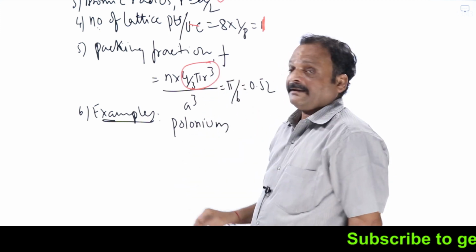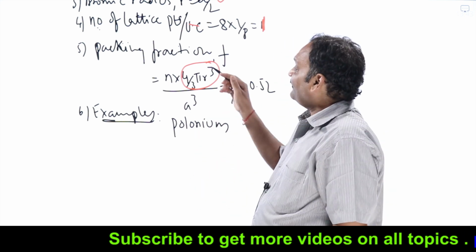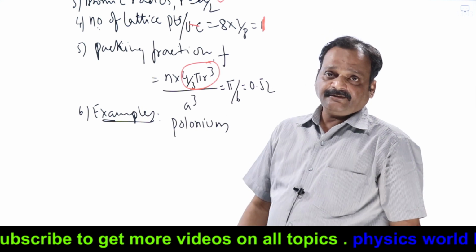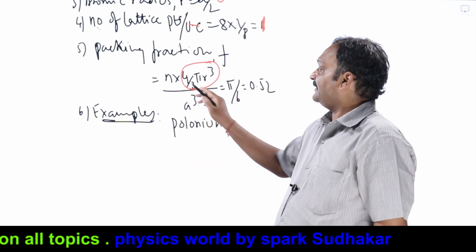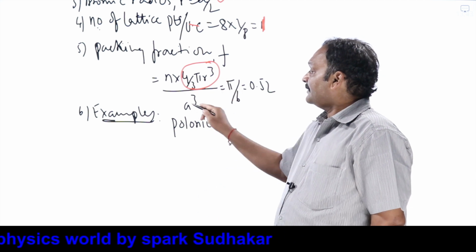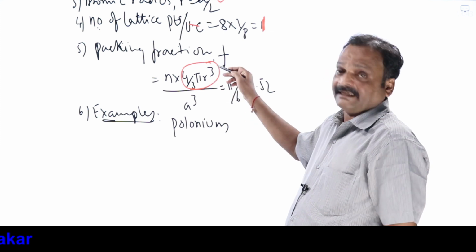So 4 by 3 pi r cube will give us the volume of one atom. If effectively n number of atoms are present in the unit cell, the total volume of all the atoms actually occupied is n into 4 by 3 pi r cube, divided by a cube, which is the volume of the unit cell. For simple cubic, r equals a by 2.